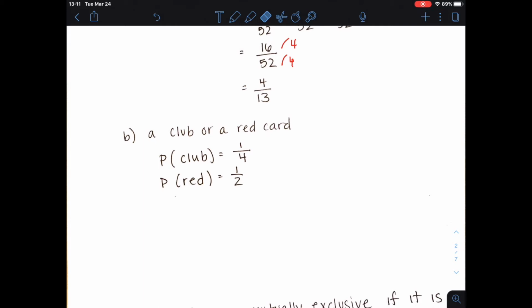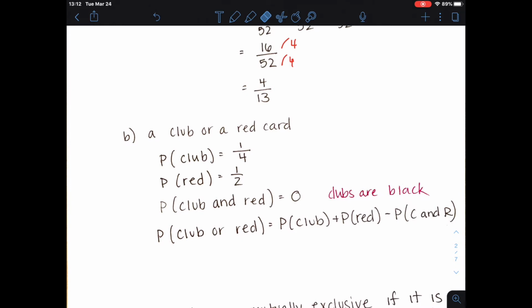Now we want to look at the probability of a club and a red card. And that's going to be 0. So the thing you have to remember about your standard deck of cards is clubs are black. So I can't possibly pick a card that is a club and red simultaneously. Not possible.